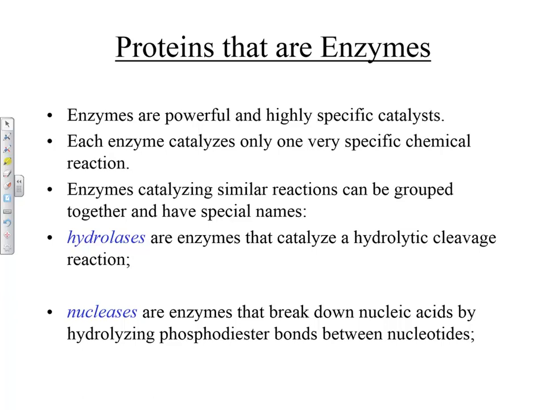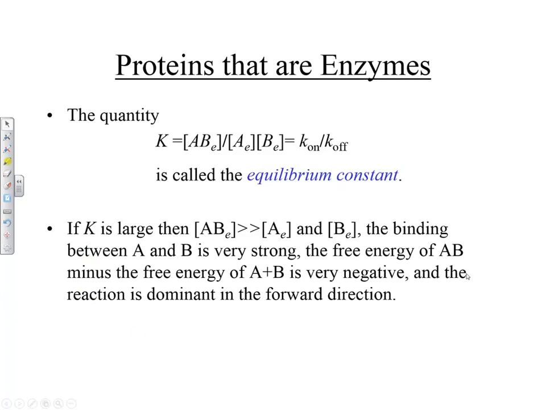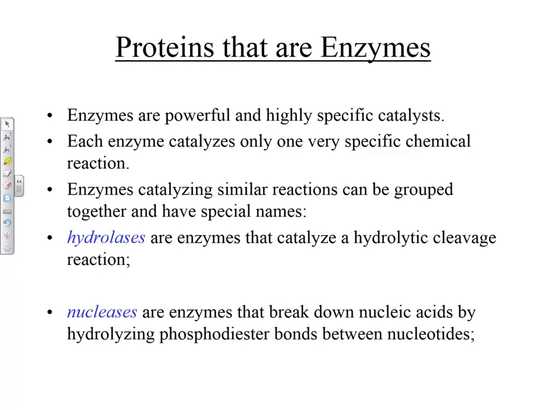So last time we had basically come, I think, to the previous slide, where we talked about the role of the equilibrium constant, and that if the equilibrium constant is larger, then the reaction will proceed strongly in the forward direction. Now, enzymes are powerful and highly specific catalysts. Each enzyme will catalyze only one very specific chemical reaction in the cell.